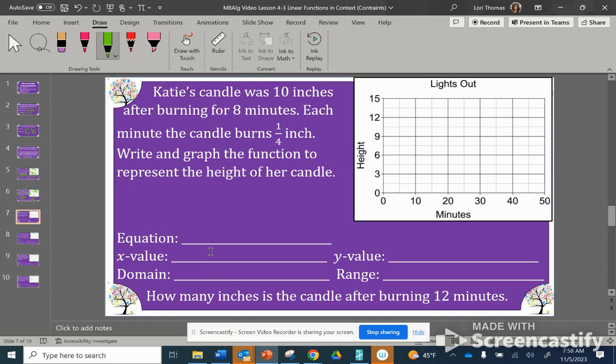Katie's candle was 10 inches after burning for 8 minutes. Each minute, the candle burns 1/4 of an inch. Write and graph the function to represent the height of her candle.